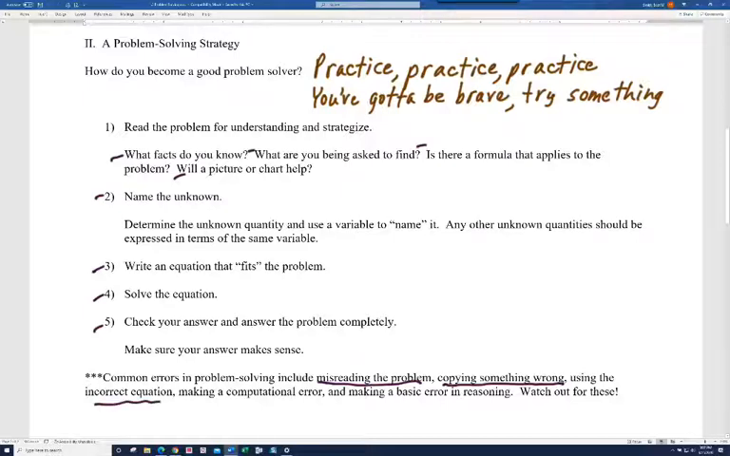So there are some common errors here, such as misreading the problem, copying something wrong, using the incorrect equation. The equation has to be right. Making some kind of a computational error, or some basic error in reasoning. And sometimes you'll look at it and go, oh shoot, that's not right, and you fix it. I'll tell you, I've literally had students come to me almost in tears, and they're like, Mr. Smith, I've tried this 5 times and it keeps coming out wrong and I can't get the right answer. And I look at it and I'm like, oh shoot, you copied it down wrong. So that's kind of an important thing. Make sure you copied the problem down correctly.